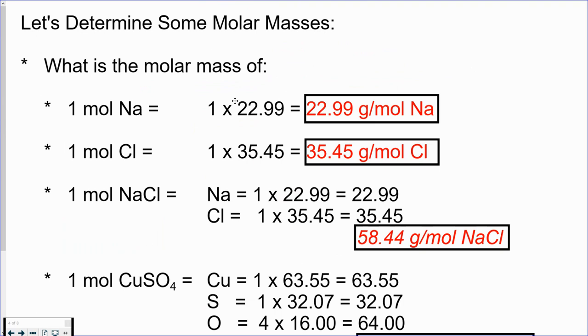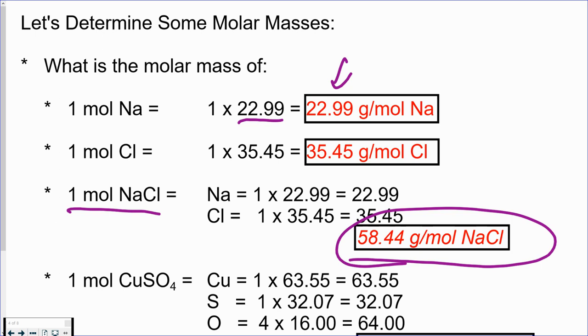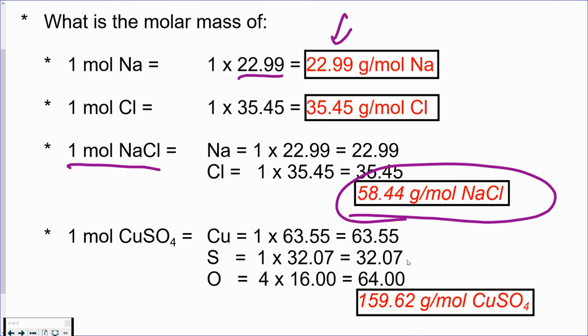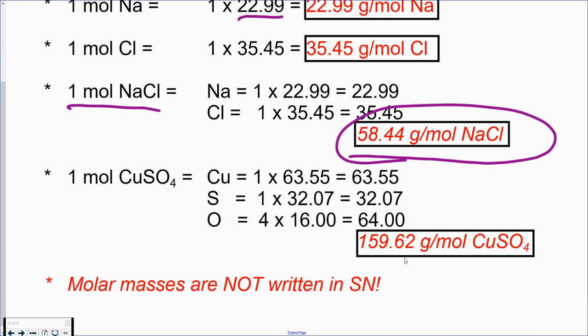So how do you calculate molar mass? Okay, well, you find the molar mass off the periodic table, you multiply it by how many moles you have, and that will give you the molar mass. So all of these we're just finding the molar mass of 1 mole. So with this one, you have a sodium and a chlorine. So you take the sodium mass and the chlorine mass, you add them up, giving you the molar mass of sodium chloride.